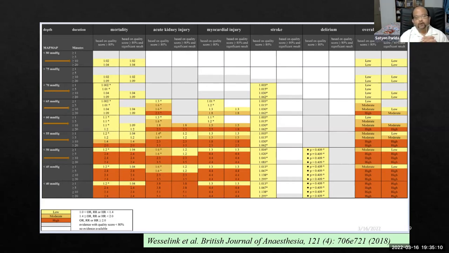So let's take a pause here and think about what this systematic review actually tells us. It tells us that even at blood pressure thresholds below 80 millimeters of mercury, below 70 millimeters of mercury, levels which we have always considered innocuous in the perioperative setting, there still exists a definite risk of organ injury. Thankfully, however, those risks have been demonstrated as low risks, which is some food for thought.